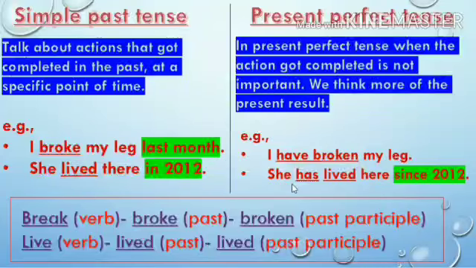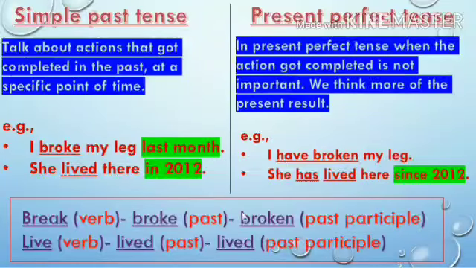The next example, she has lived here since 2012. Here again we have used the past participle lived along with the helping verb has, because the subject here is singular. She has lived here since 2012. What this means? It means from 2012. She has lived here since 2012. This action started in the past but has not finished or stopped. She is still here up to now.